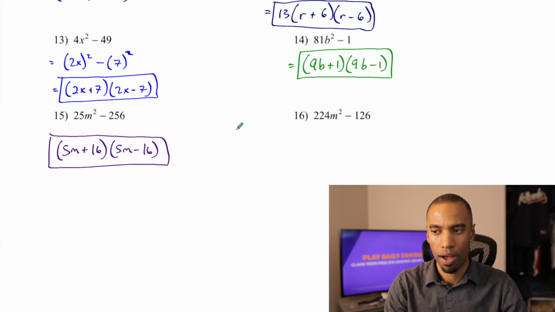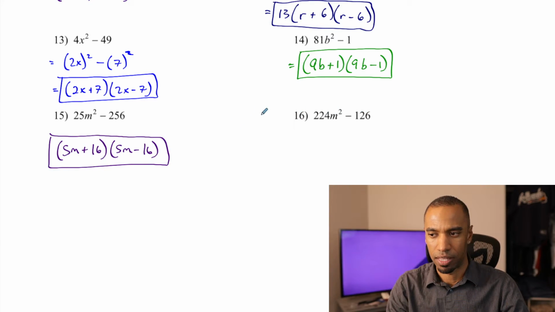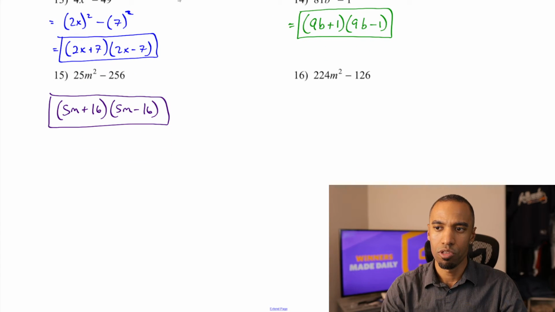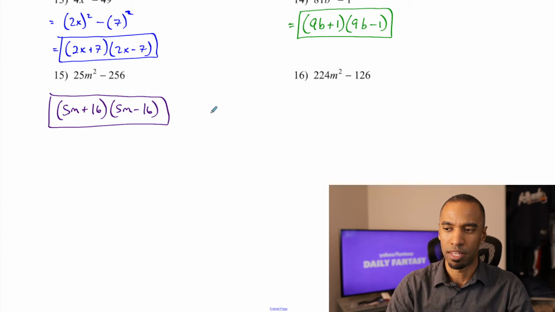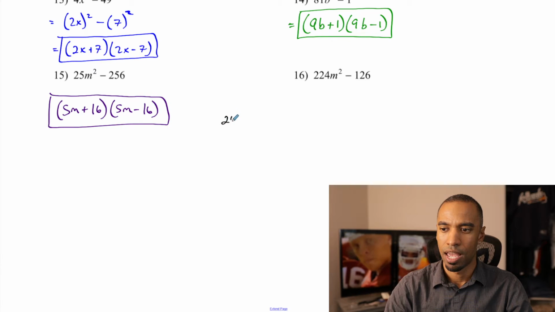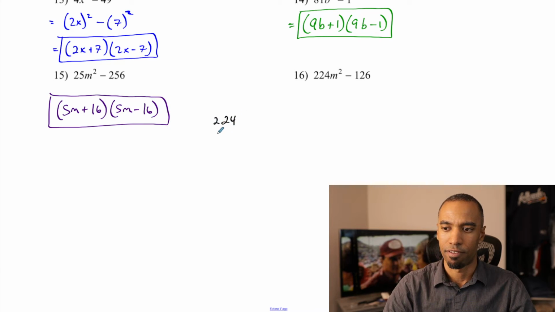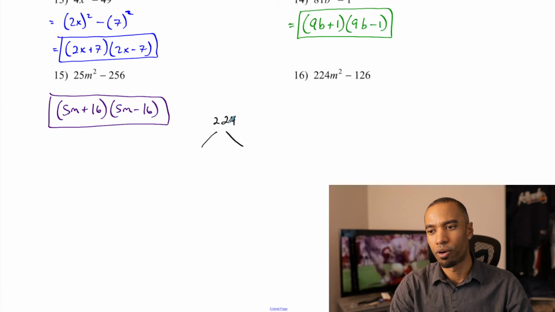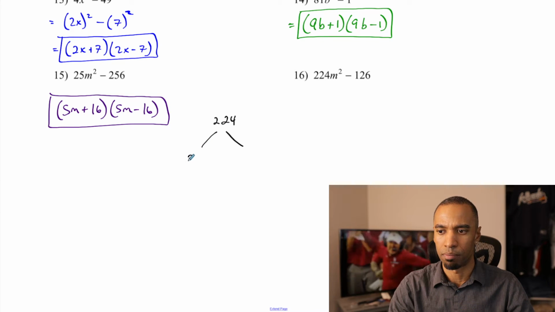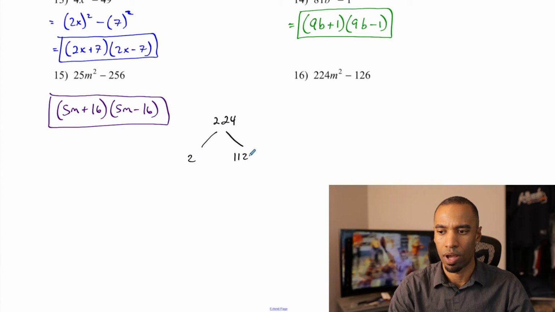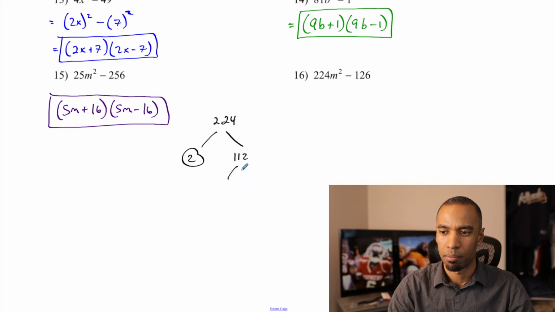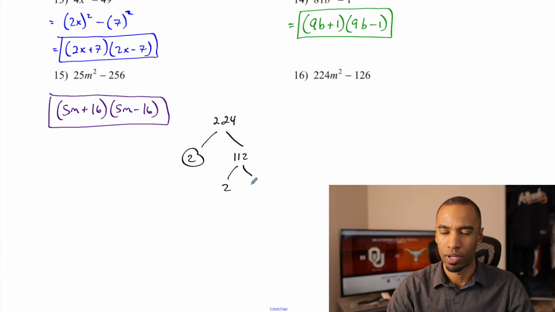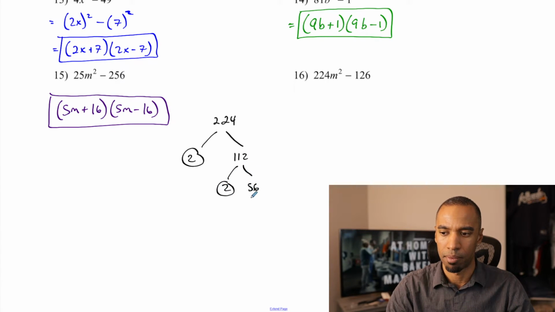Let's make sure we know how to find greatest common factors of something that's even larger. I'm going to do the prime factorization of these values, meaning break them up into their prime factors, and then see which factors are shared. 224, I'm just going to use 2. 2 and 112. 2 is a prime number. 112 breaks up into 2 and 56. 2 is a prime number. 56 is 8 times 7.